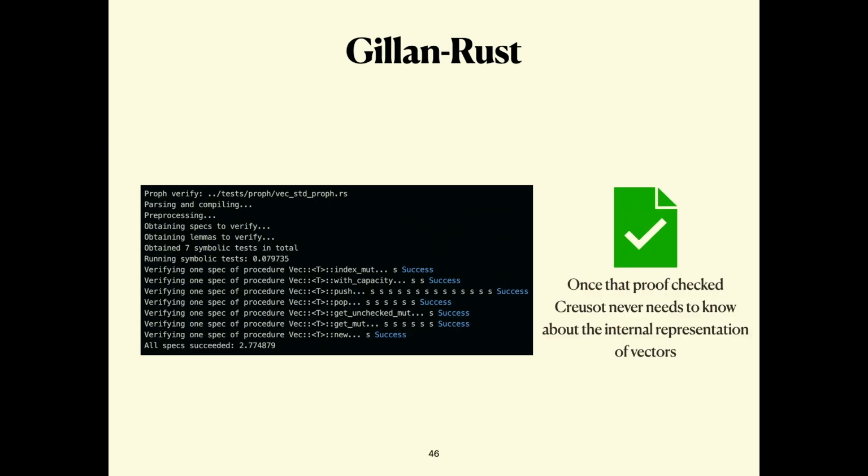Gillian-Rust doesn't reason about any sort of higher properties. It doesn't really have support for quantifiers even, things like that. On the other hand, the nice thing is that you get really good performance. So we can go through the 500 lines of Vec or whatever and verify the whole thing in about 2.7 seconds.